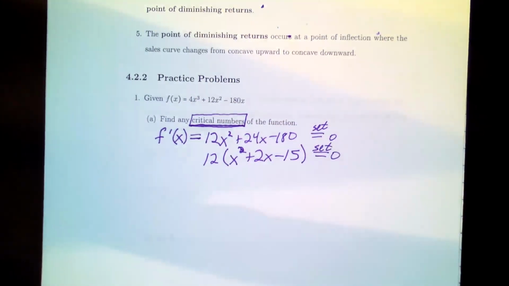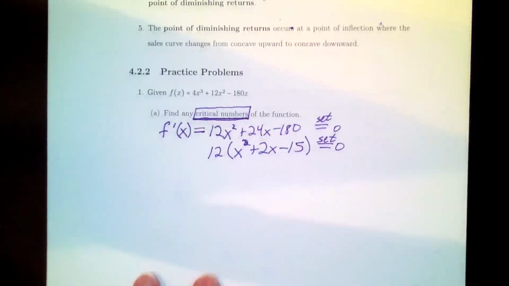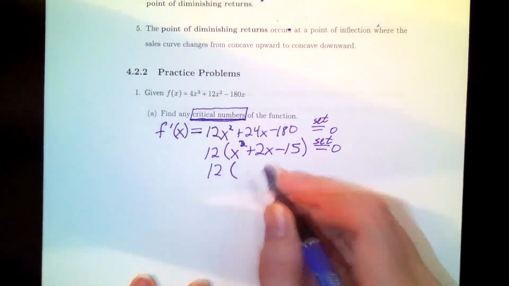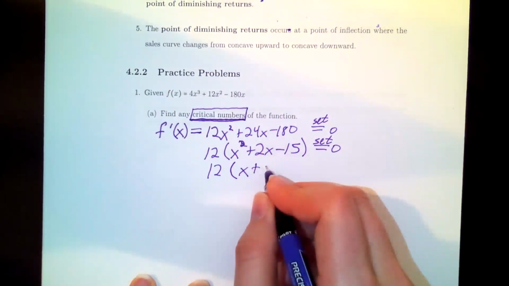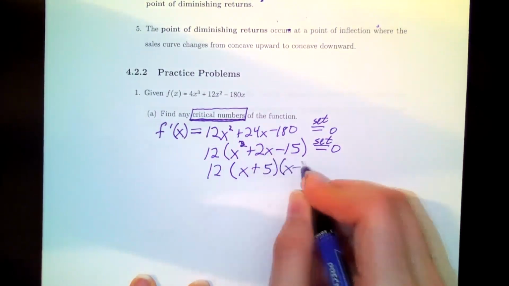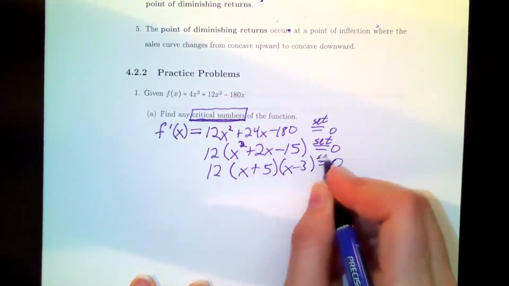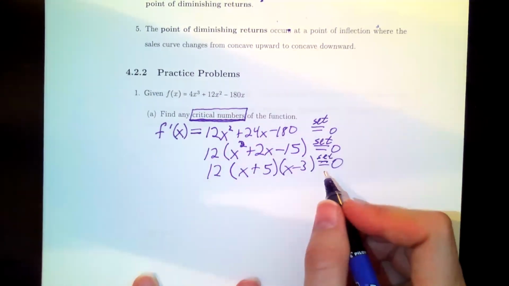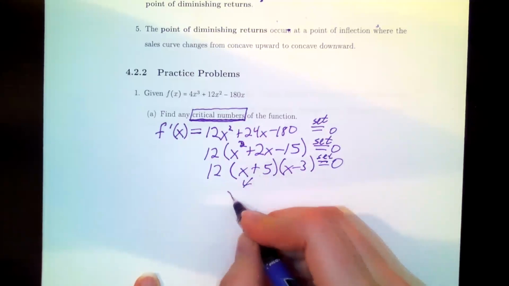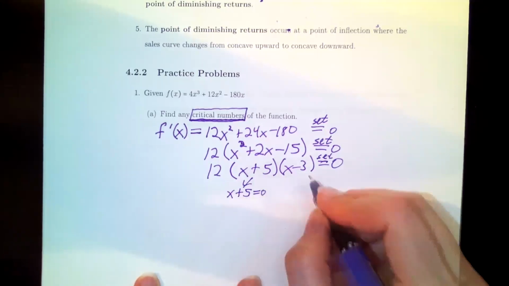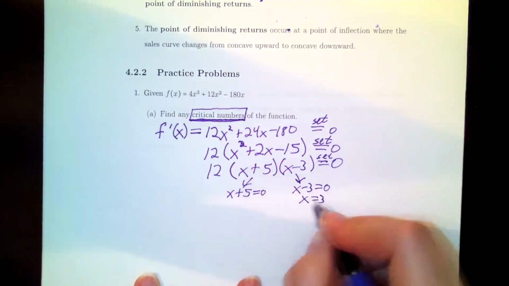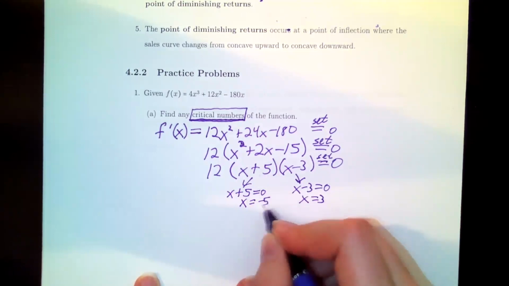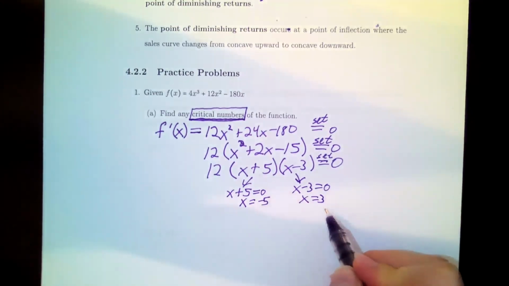Let me double check the 180 divided by 12 thing. Yep, it's 15. Okay, let's factor this thing. We have negative 15 here. I want things to add up to 2, so I want to factor that into x plus 5 times x minus 3. I'm going to set this equal to 0. Now, whenever we have a multiplication equal to 0, it's only equal to 0 if one of the parts is. So I'm going to set x plus 5 equal to 0 and x minus 3 equal to 0. Add the 3 over, subtract the 5 over, and we have our two critical numbers. I have negative 5 and 3.